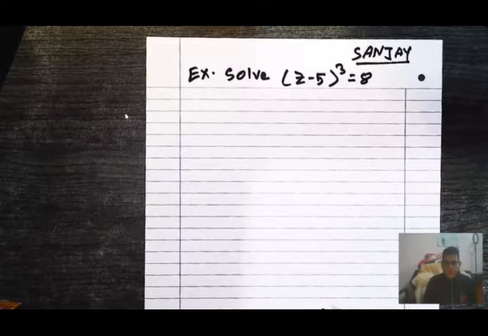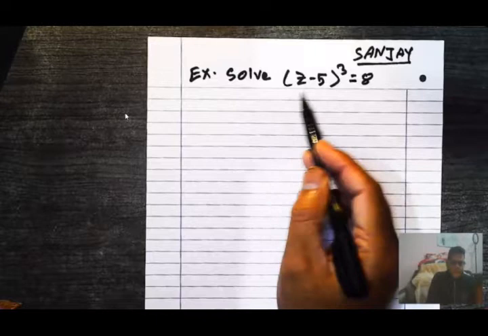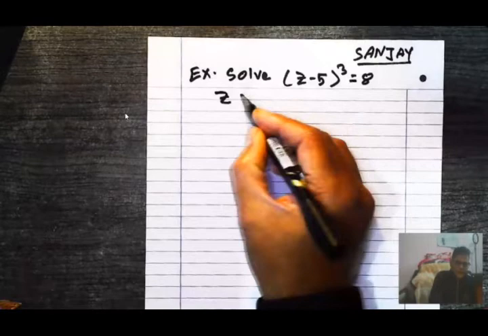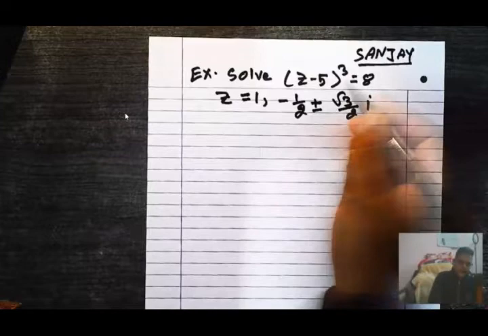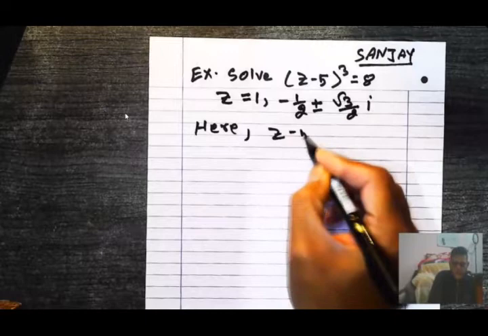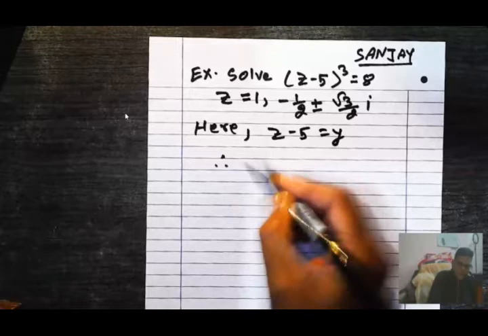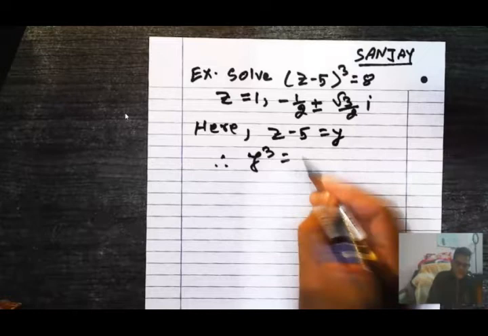Based on your understanding first, based on what we learned just now, let's try to solve this sort of equation. You know that the cube roots of 1 are 1 and then minus 1 by 2 plus minus root 3 by 2 times i, that you already know now. So here, for a while, you can suppose z minus 5 as y, for example. So therefore what we have got is y cube equals 8, which means you can write 2 cube.